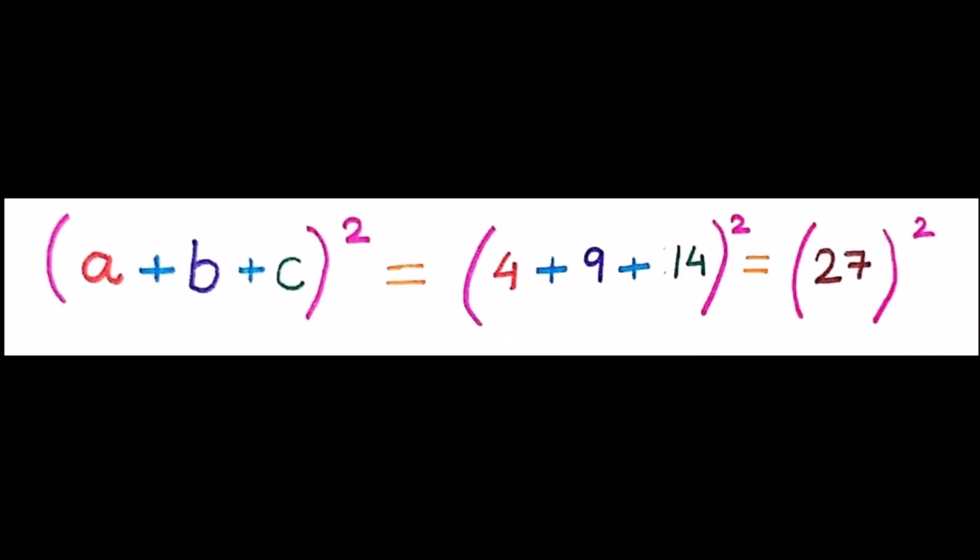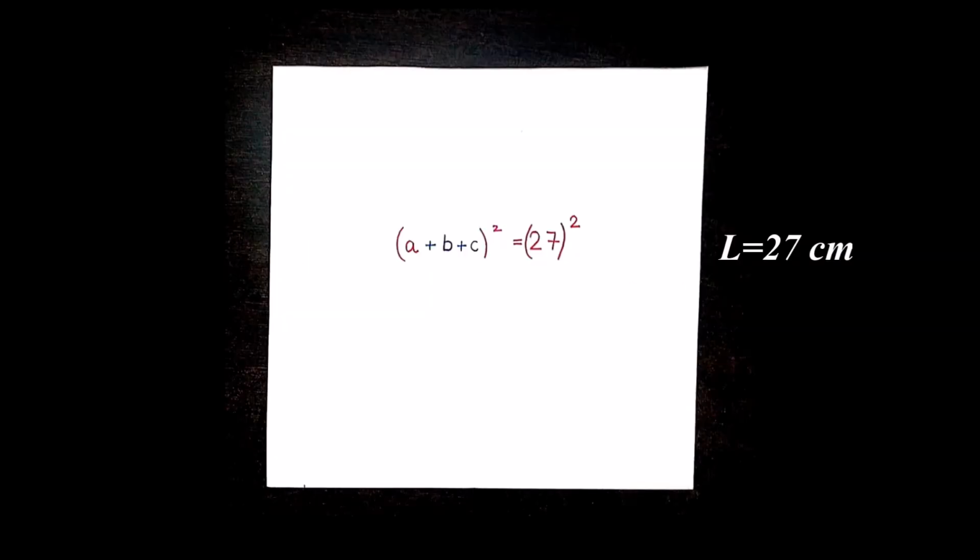Now we will represent the left hand side of this identity. At the left hand side of this identity, we have (a + b + c) whole square is equal to (4 + 9 + 14) whole square, which will be further equal to 27 whole square. Now we will take the square cutout of dimension 27 cm, which will represent (a + b + c) whole square.